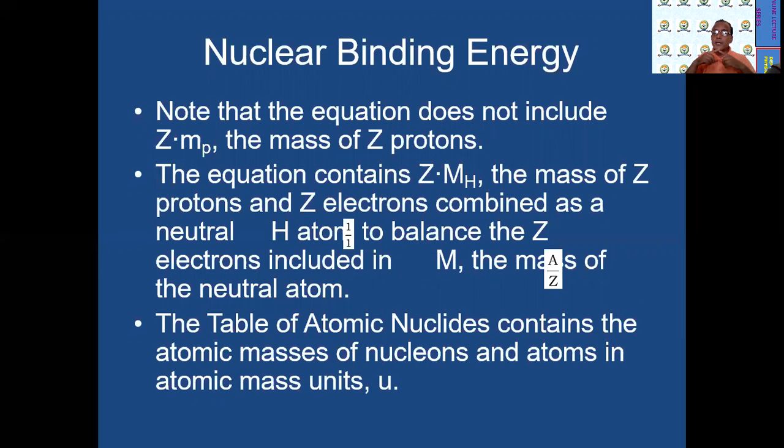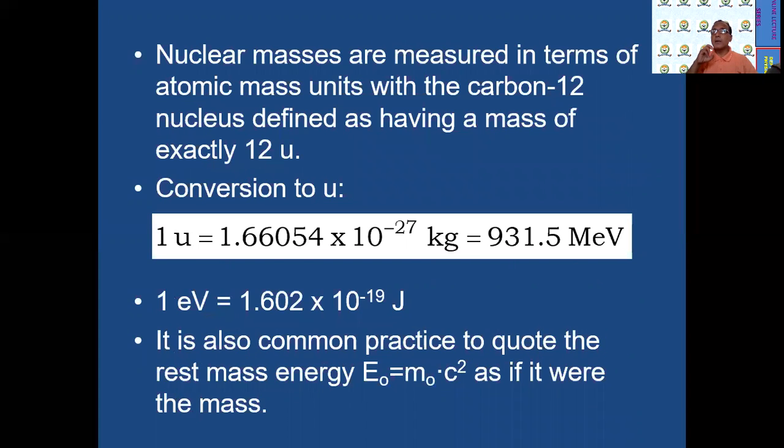The table of the atomic nuclides contains atomic masses of the nucleons and atoms in atomic mass units. You can see that the nuclear masses are measured in terms of atomic mass unit with carbon. For example, the carbon nucleus is defined as having a mass of 12 atomic mass units. Now, you should remember one atomic mass unit is equal to 1.66054 times 10 raised to minus 27 kg, or, as I have told you, it is 931.5 million electron volts.